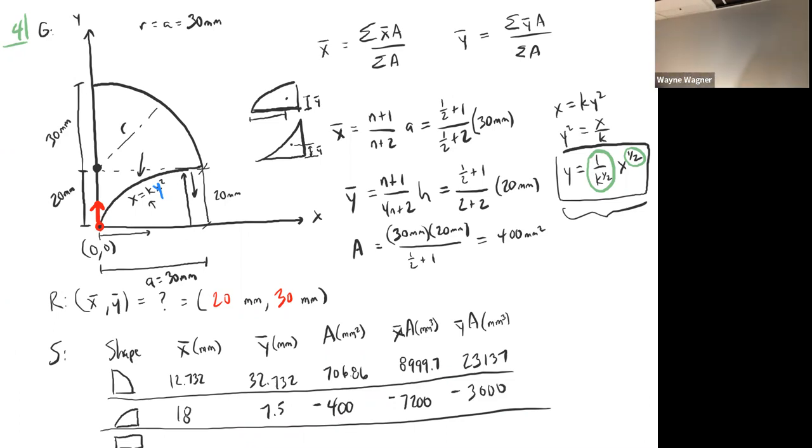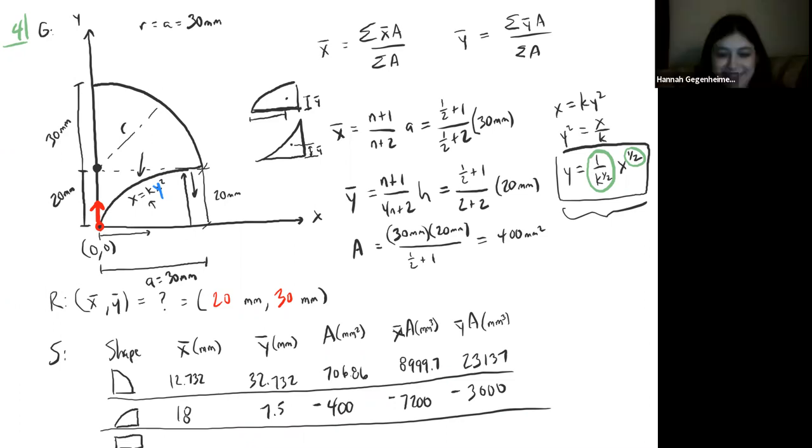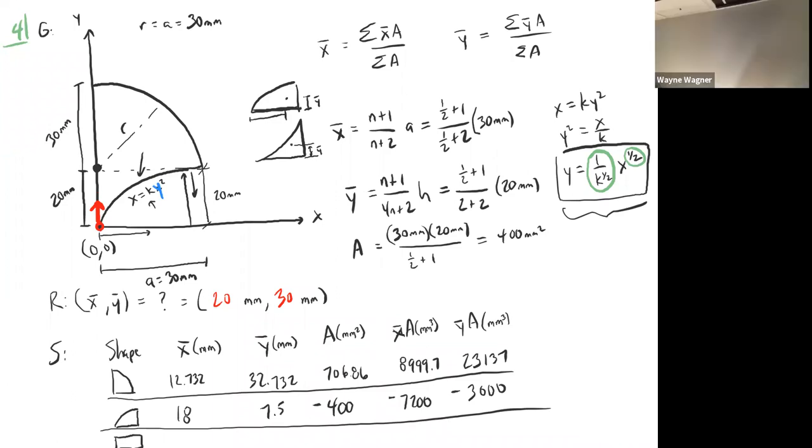Now let's get back to something hopefully a little more straightforward. Let's do the rectangle. What's the X bar for this rectangle? This isn't on the chart, is it? No, the rectangle's not on the chart.